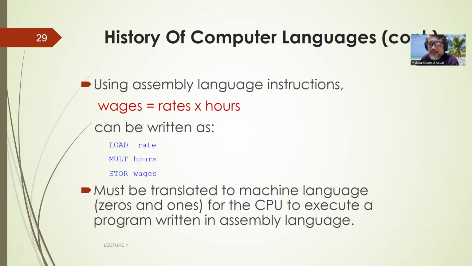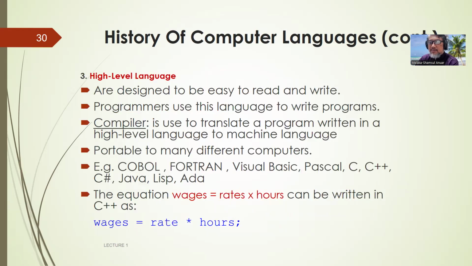So this must be translated to machine language in zeros and ones for the CPU to execute a program written in an assembly language. Okay, but the language that we want to use in this course is not assembly. We are using C++. So assembly language is a totally different language.